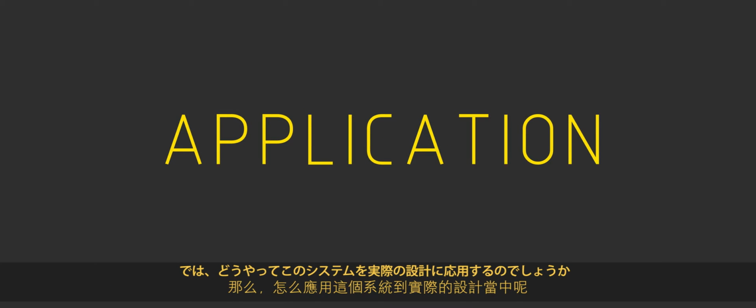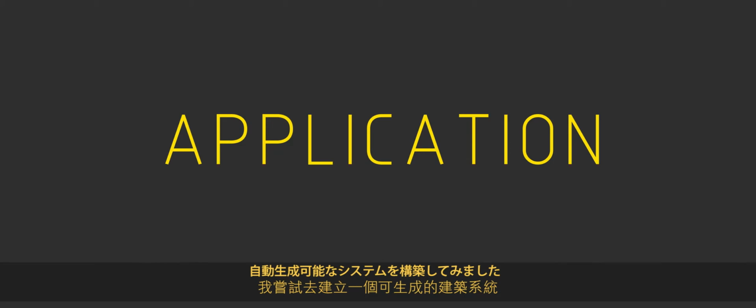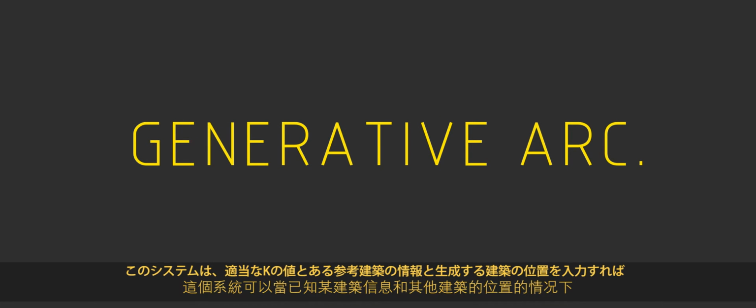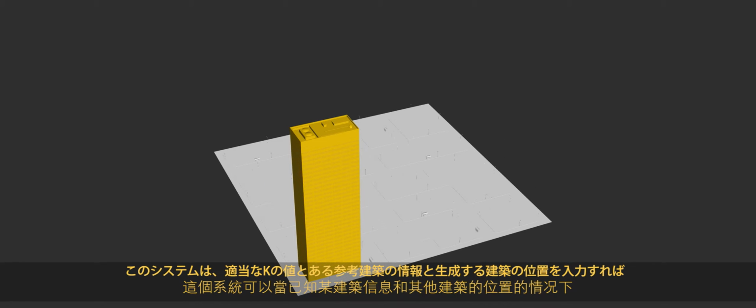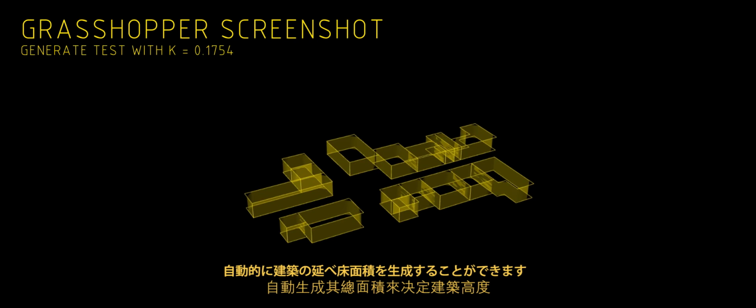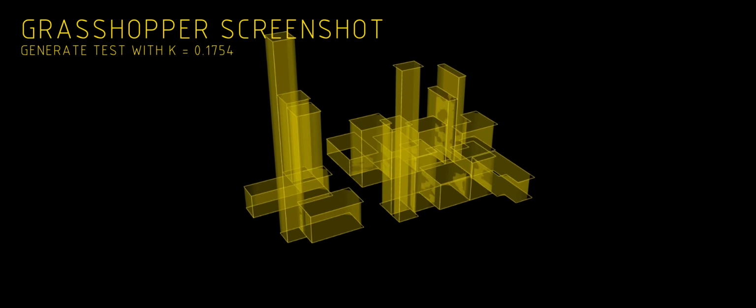Then how do we apply this system to real design? I try to make a generative architecture algorithm. In this algorithm, when we have a specific building, as well as the position and set areas of the others, the floor area could be generated automatically.